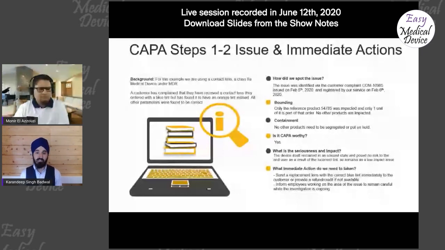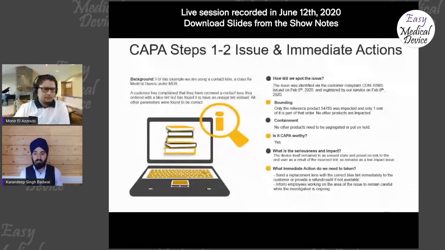This is something that we need to look into because the order was processed incorrectly. In this case, it was a minor issue, but if it was a different parameter that could have affected someone's vision, it could have been a lot more serious. So this is something that's very important that we need to look into. And what is the seriousness of the impact? The device itself remained in an unopened state. It posed no risk to the end user. It was a different color. It wasn't opened. It wasn't used by them. So it's a very low impact issue in this case.